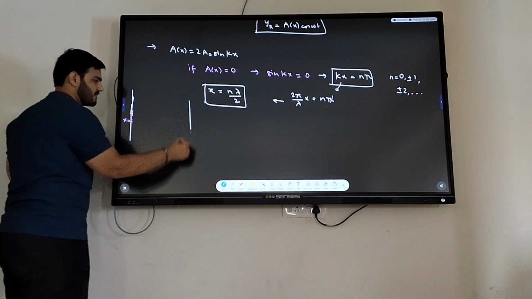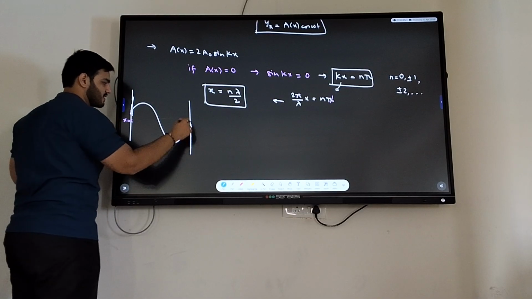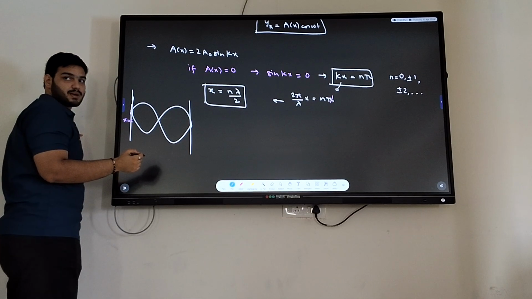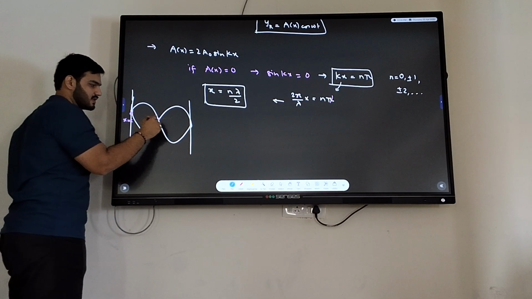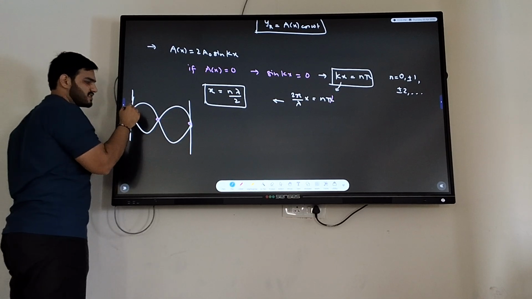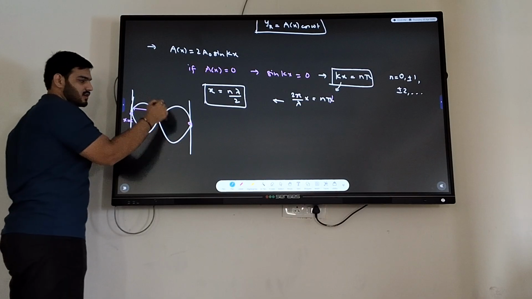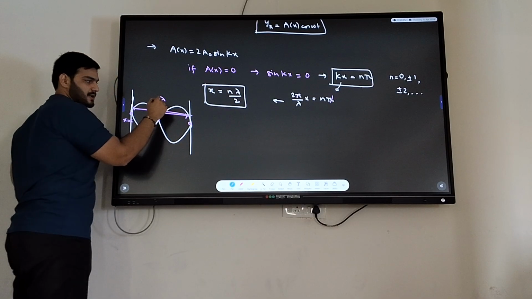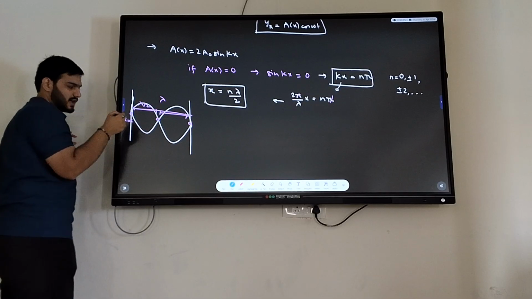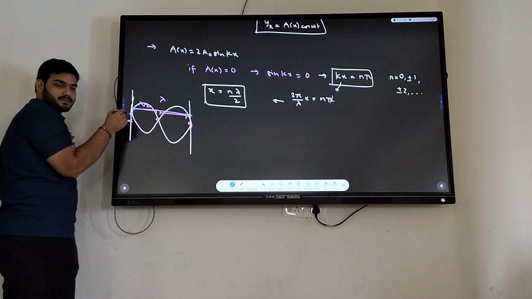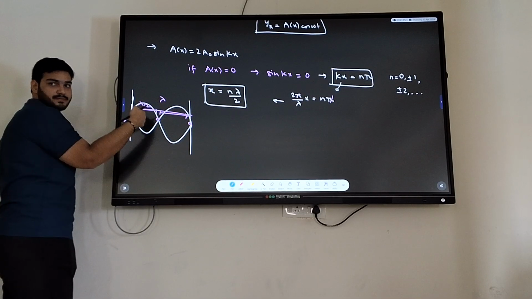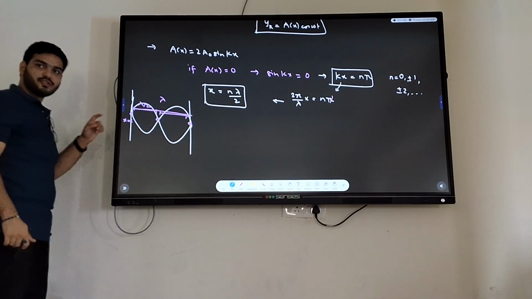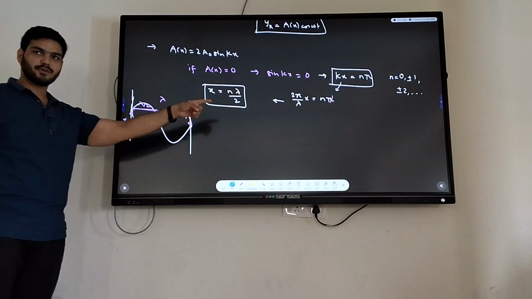Let's say I have a diagram like this. At what positions do you find zero amplitude? One here, here, and here. What is this length? Lambda by 2. What is the total length? Lambda. So one at lambda by 2, one at lambda. So one at n equal to 0, one at n equal to 1, one at n equal to 2. Do you see? At all those positions do you find zero amplitude?